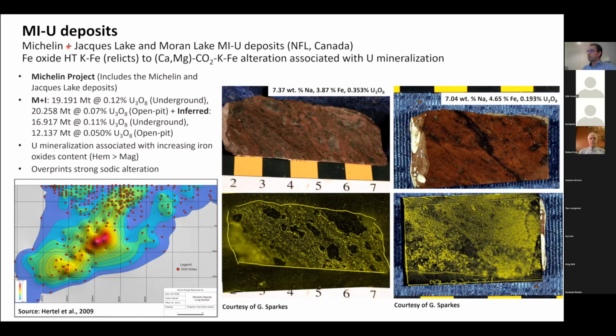If we look at larger expressions of this albitite-hosted type of uranium mineralization in the Central Mineral Belt in Labrador, there is a good example of that. For example, the Michelin deposit, in which an albitite is variably overprinted by a little bit of magnetite, but really more hematite. And then this is associated with the formation of uranium mineralization in the Michelin deposit, and that's formed quite a significant uranium resource as well in association with that uranium-rich mineralization. And then it overprints a zone of strong sodic alteration.